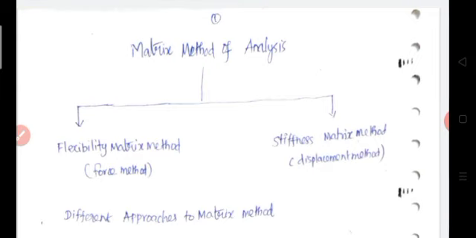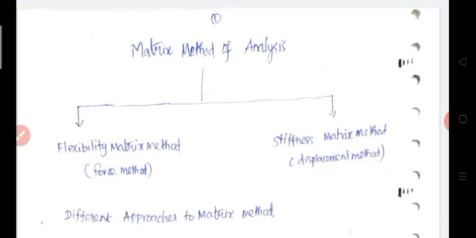Now we are going to discuss the matrix method of analysis of structures. It is one of the methods of analysis of indeterminate structures. Previously we discussed the strain energy method, moment distribution method, and slope deflection method, but these methods cannot be conveniently used for the analysis of present-day multi-story buildings.